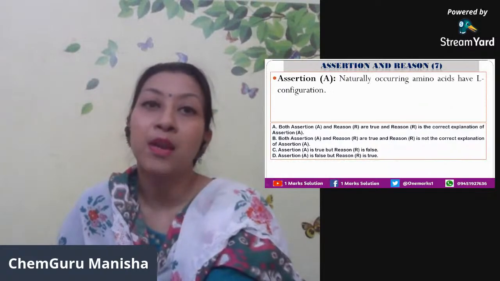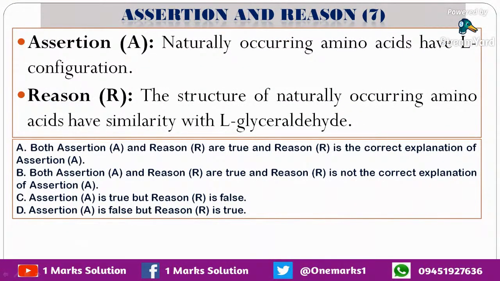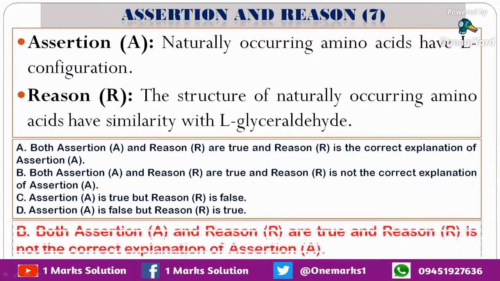Reason is true. Seventh statement that we have is naturally occurring amino acids have L configuration, which is lever configuration. This is absolutely true because they are naturally occurring, तो उनकी configuration उस तरीके की होती है. And structure of naturally occurring amino acids have similarity with L-glyceraldehyde. This is also true. So assertion is also true, reason is also true.